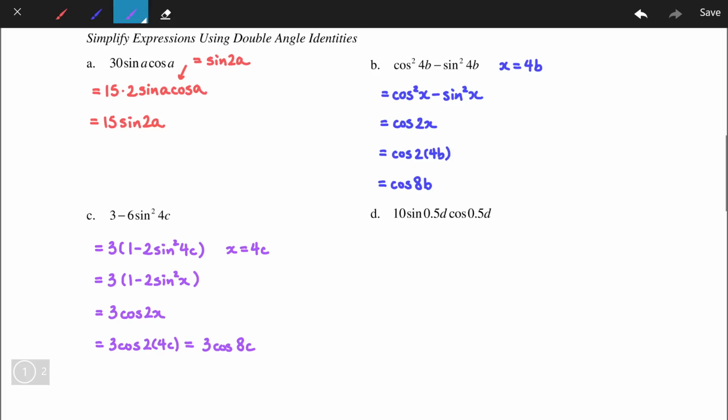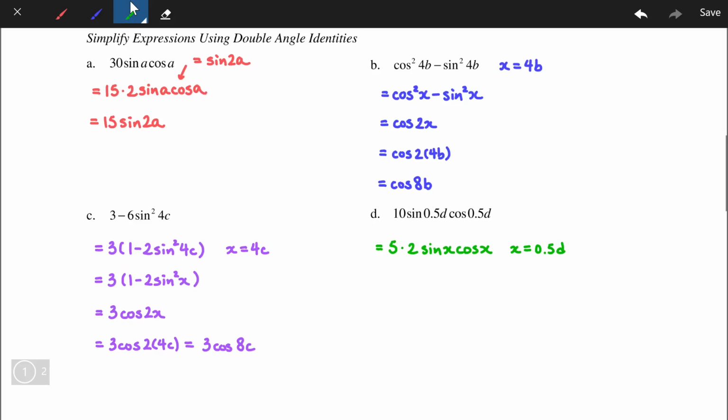Okay, finally, the last one on this page here. This one, again, similar kind of idea. Two things. Number one, we're going to let x equal 0.5d. And we'll also rewrite 10 as 5 times 2. So there's two different things going on here. So 10 is equal to 5 times 2. And then we can write this as sine x cosine x by letting x equal 0.5d.